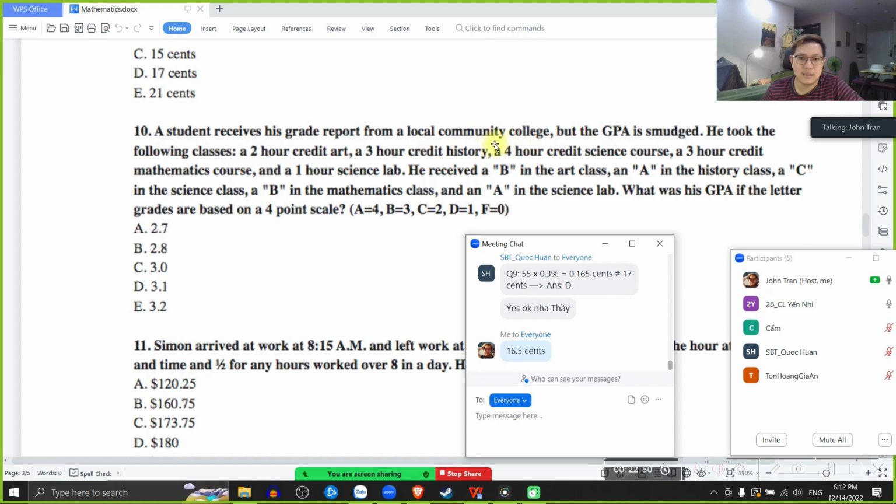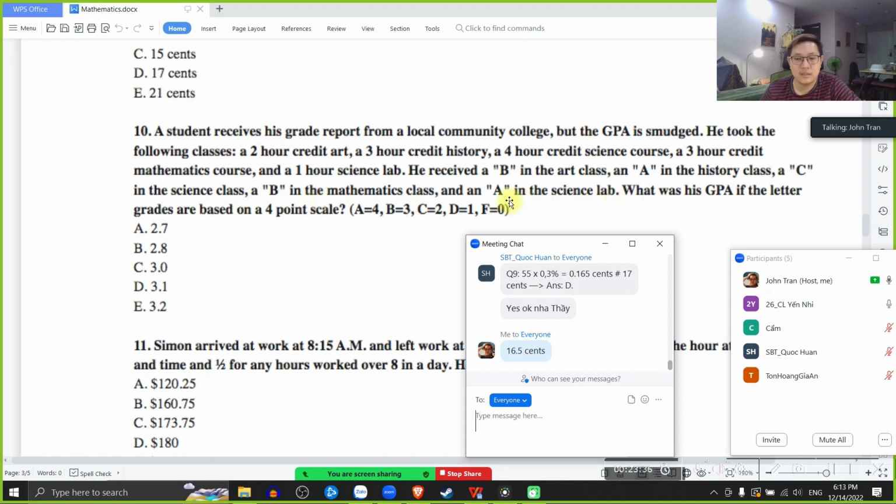Đây là một trường cộng đồng địa phương, bạn đã nhận được bảng điểm, giống như cái phiếu báo điểm vậy đó. Nhưng điểm GPA là điểm trung bình thì bị mờ đi. Anh này học những lớp sau đây. Art là 2 tín chỉ, 2 hours credit. Lớp lịch sử là 3 giờ tín chỉ. Khóa khoa học là 4 giờ tín chỉ. Toán là 3 giờ tín chỉ. Và science lab, phòng thí nghiệm khoa học, thì có 1 giờ tín chỉ thôi. Anh nhận điểm B trong art class, A history, C science, và B trong môn toán.